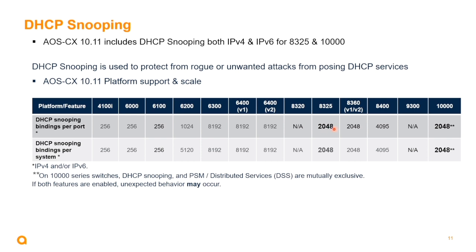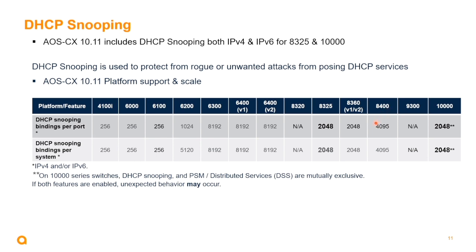The 8325 and the 10,000 are new to the game for 10.11. They have a scale of 2048 bindings per port or system. This is shared between IPv4 and v6. Obviously existing platforms are 4100i, 6000, 6100, 6200, 6300, 6400 and the 8360 and 8400.